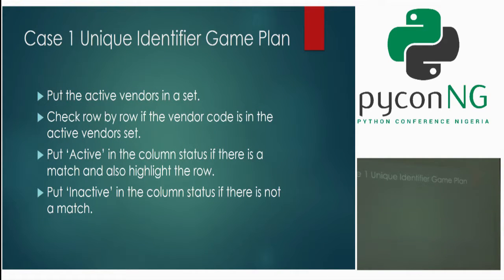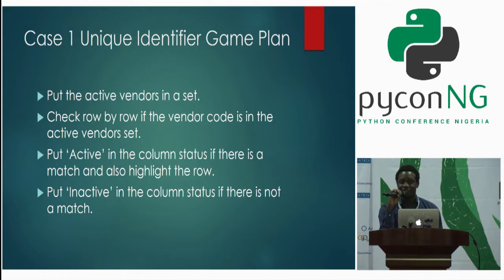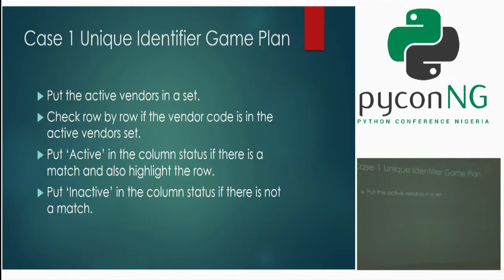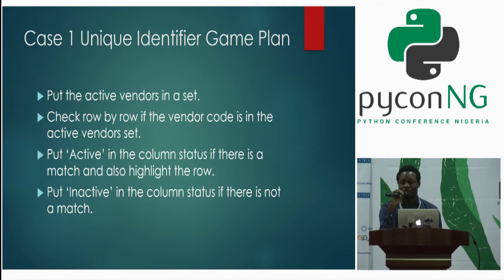So our game plan: since we have a list of active vendors, we simply put those vendor codes in a set. Then after we put them in a set, we use that set to do the matching, to check whether the vendors are active or inactive. Then if they're active, we perform certain operations. If they're not active, we perform a different set of operations.